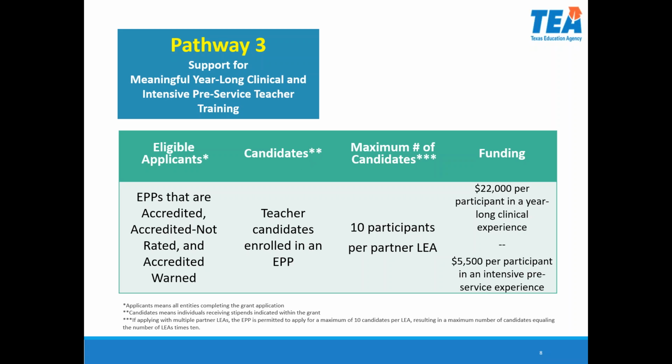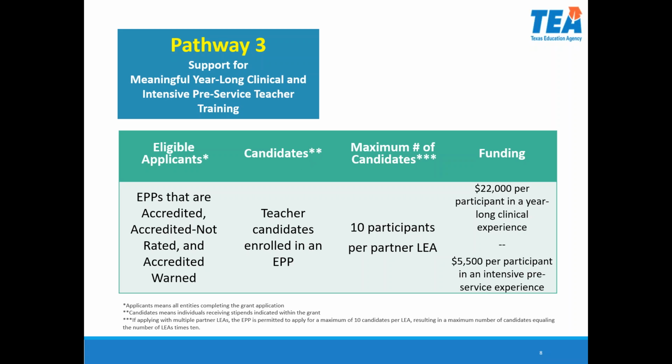These are accredited, accredited not rated, and accredited warned. EPPs that currently hold an accredited probation designation are not eligible to apply to Cycle 3 of the Grow Your Own Grant. A link to current designations is available on page 5 of the RFA program guidelines.